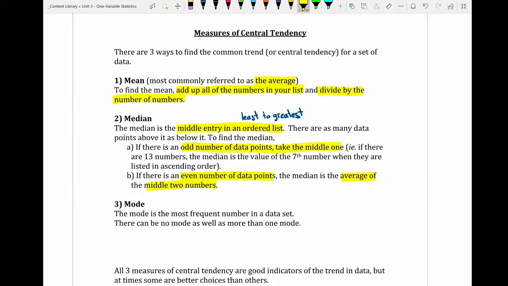And the third way to look at for the common trend is the mode. And the mode is the most frequent number in a data set. So basically it's the one that occurs the most. You can have a situation where there is no mode, so basically they all occur the same amount of time, and you can have more than one mode. So maybe there are two numbers that occur the same number of times more than the other ones. And we'll look at some examples when we come up with something like that.